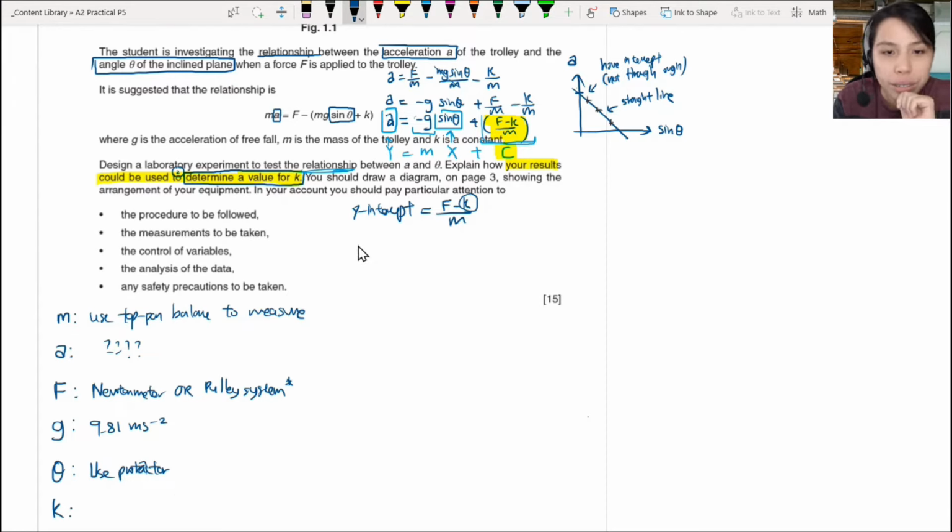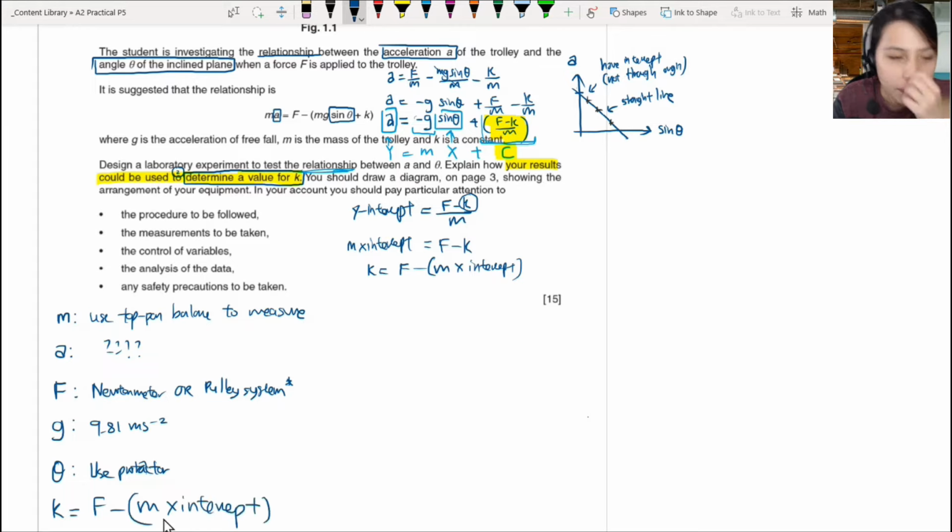So you have to rearrange this. m times intercept equals f minus k, which gives us k equals f minus m times intercept. Y-intercept. So we should include this also. Just edit this a bit. k equals f minus m times y-intercept. This equation must be mentioned later, because they ask us how you use your result. Say, oh, I use the equation to find k.